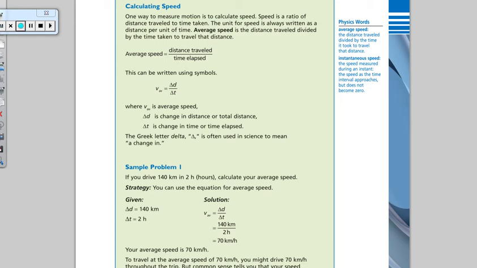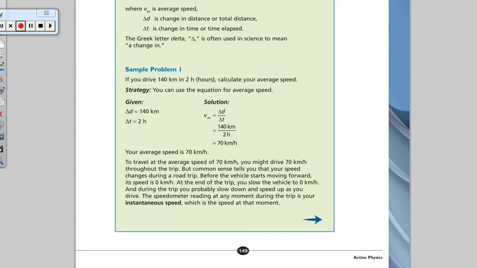So again, they give you another little sample problem of the same thing here of the velocity. So here they give you distance, time, velocity, distance divided by time, plug in the numbers, do the math.